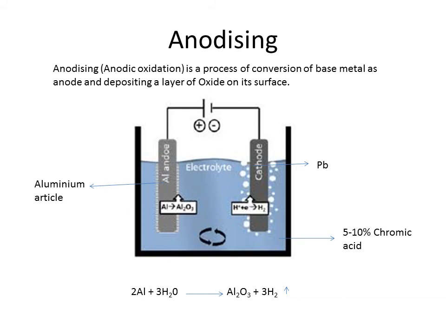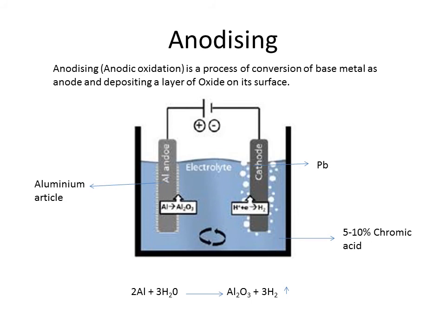You can see in the diagram, we call it a plating bath. In this plating bath, the aluminium article which is to be anodized is made the anode by connecting it to the positive terminal of the DC source, and lead is usually used as cathode, and then the electrolyte is made up of 5 to 10% chromic acid or sulfuric acid. The purpose of using the electrolyte here is to enhance the conductivity of the medium.